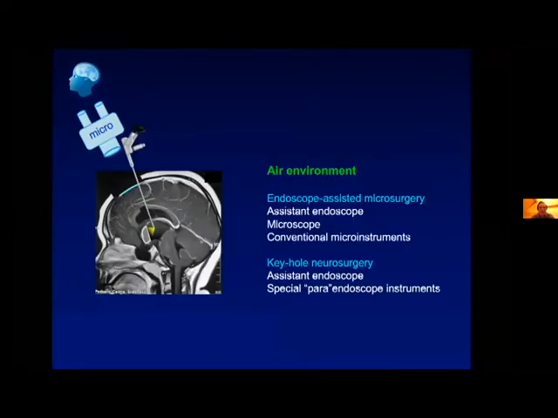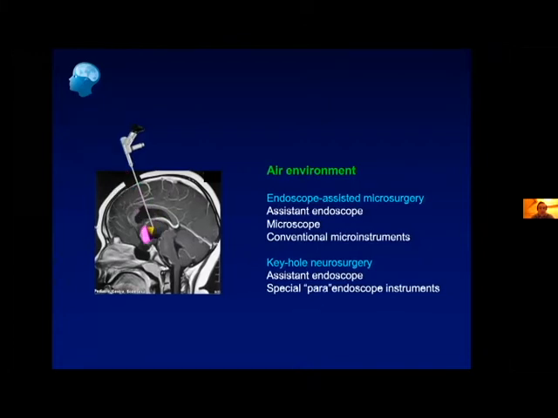So the endoscope assistance is performed in the air environment. And here we can use the assistant endoscope, the microscope, and conventional micro instruments. Another implementation of this method is keyhole neurosurgery, when we use the assistant endoscope and the special paraendoscopic instruments.